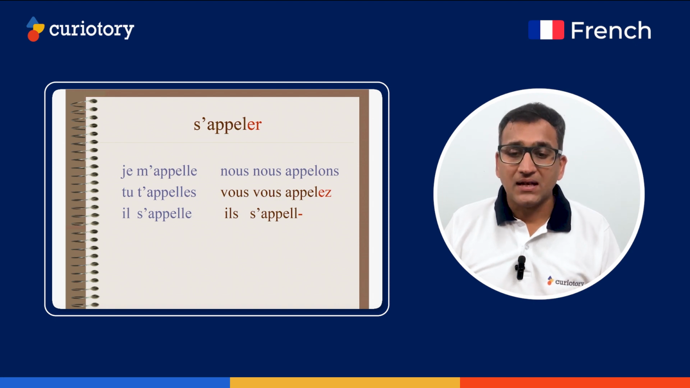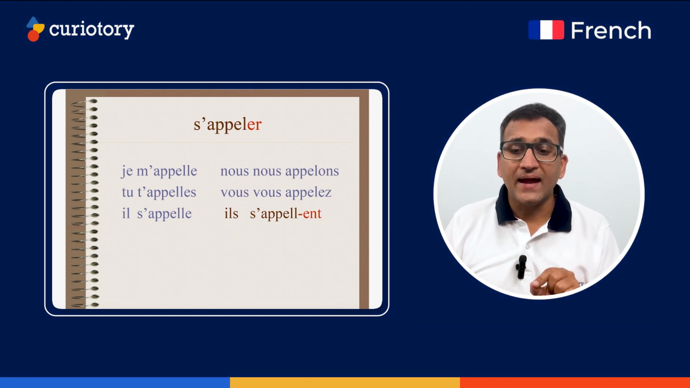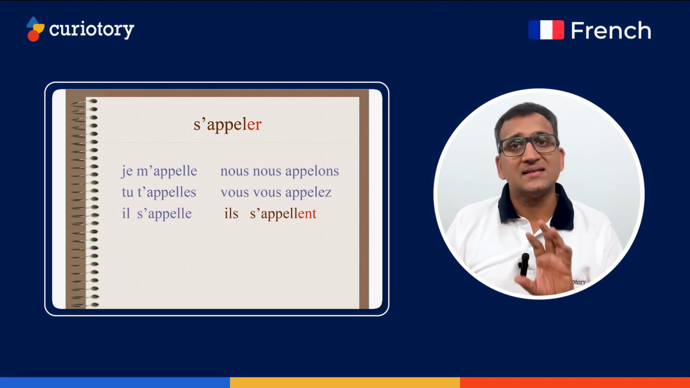And il s'appelle. Now look here. Il s'appelle. Pronunciation again stays the same. You won't speak the ending ENT as it's written. You will say s'appelle only.